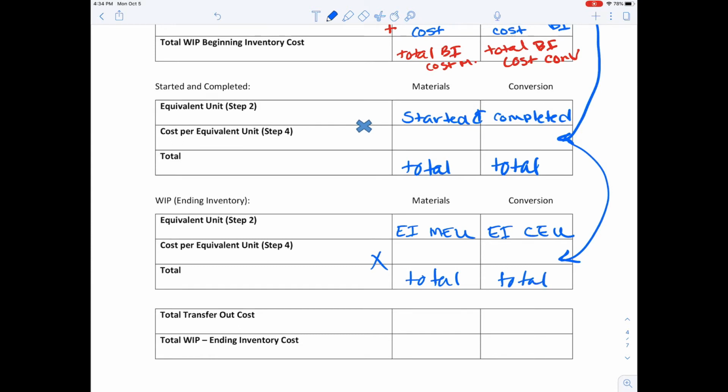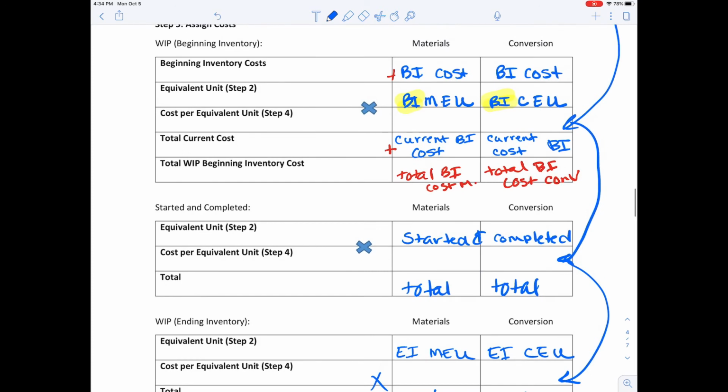And again, they're going to want you to add some of these pieces together to get the total transferred out cost and that ending inventory cost. When I look at the total transfer out cost, anything that was transferred out was what I started with and what was started and completed. This is my transfer out.